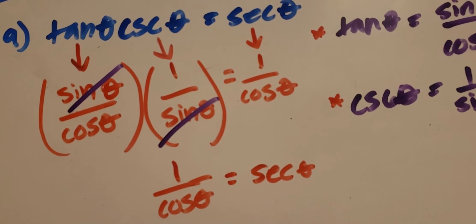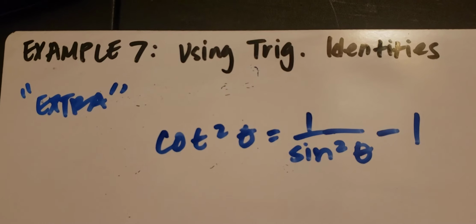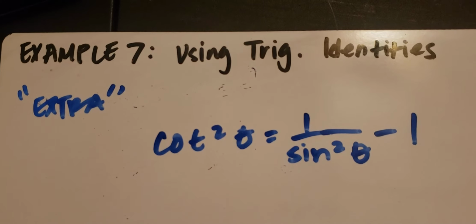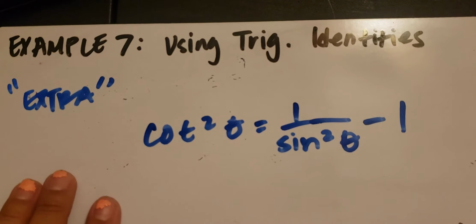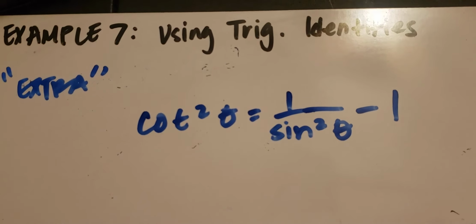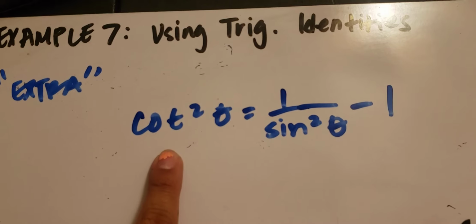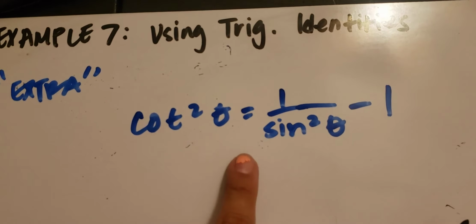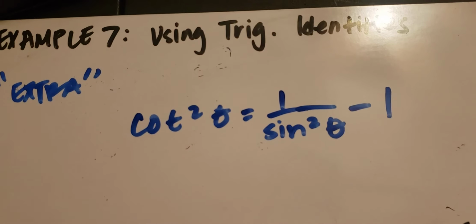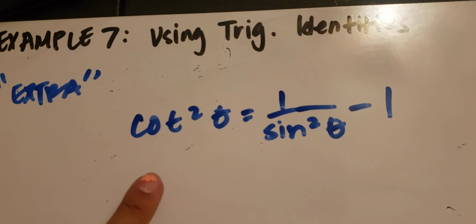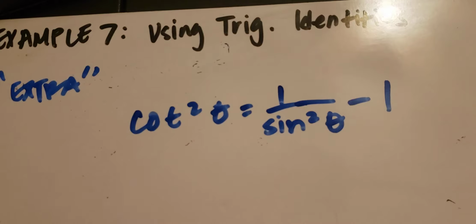So now I'm going to do one more. I'm not going to do checkpoint B because I'm going to let you guys do that, but I'm going to try this extra example. Again, we want to verify that cotangent squared theta equals 1 over sine squared theta minus 1. So here we go. Cotangent squared theta.